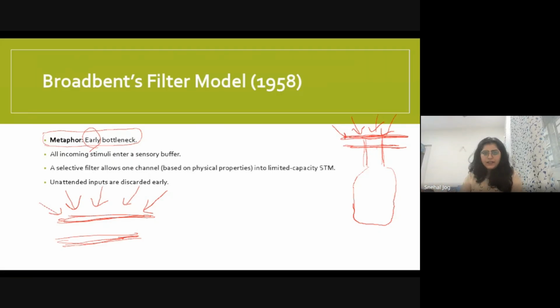So for example, right now, all this information is entering my sensory buffer, but my brain is telling me, listen, right now, my laptop, the PPT that I'm sharing, and the fact that I am taking an online class is important. So only that gets past the selective filter. Whereas all the other things which are around me right now are going to be unattended. I'm not going to be paying attention to that.